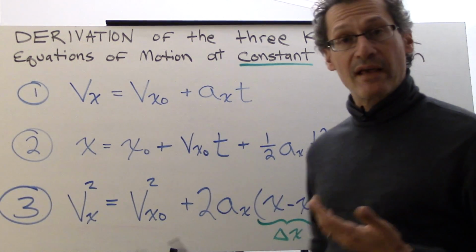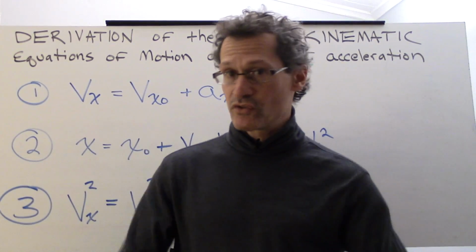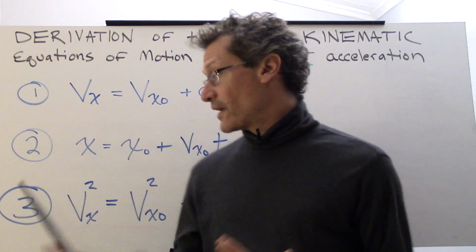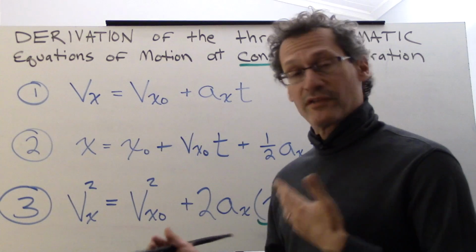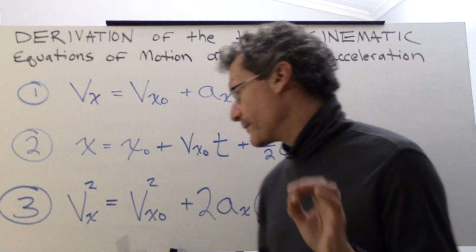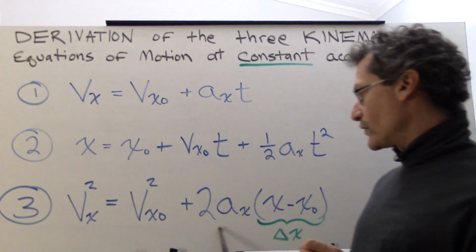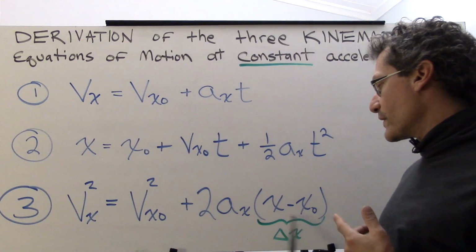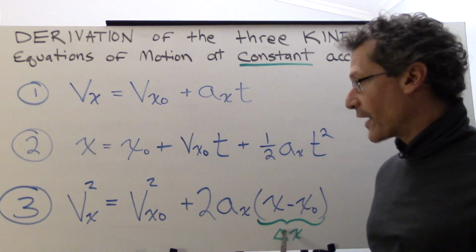Lastly, we have an equation that works without the variable of time. So it does handle unique situations where we can make calculations and determine values for velocity and maybe acceleration or displacement without time. So here we go. Vx squared equals Vx naught squared plus 2ax, and in parentheses, x minus x naught, which I just call delta x. This is displacement right here, okay?